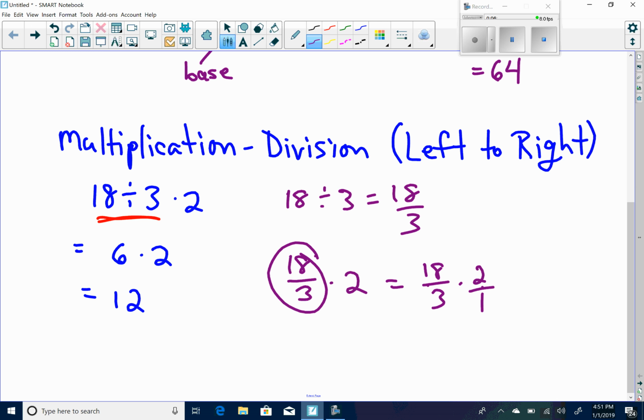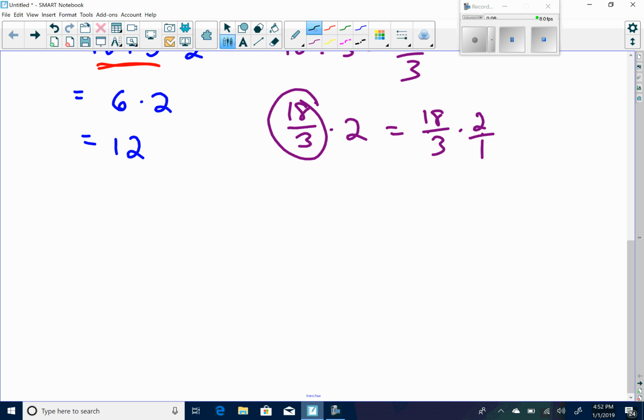But again, this is just one way that we want to make sure that we're looking at multiplication, division, left to right. And then the last two, also left to right, is addition and subtraction.